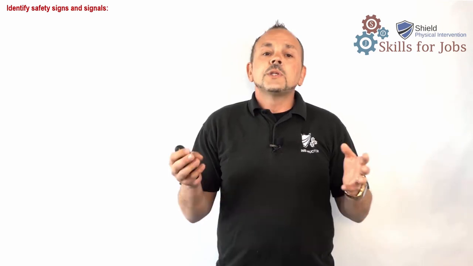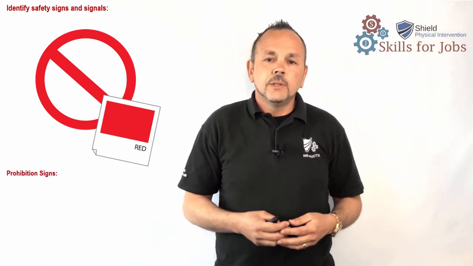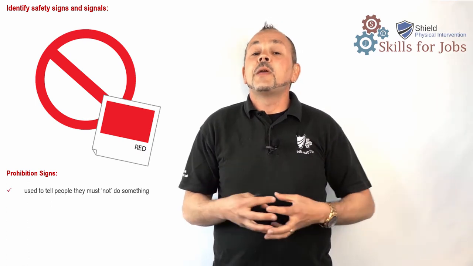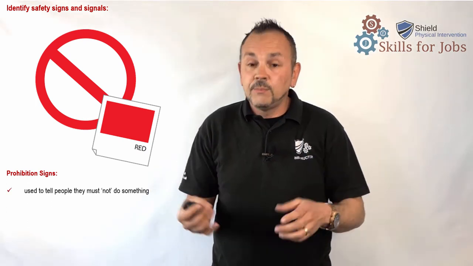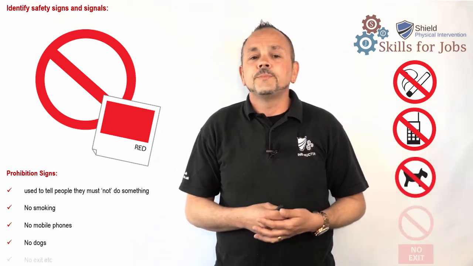And there's no doubt that you will be asked questions in the exam in relation to this. So the first one we're going to look at is a red circle with a bar through it. What is it? Well, it's a prohibition. Stop, do not enter. These signs are used to tell people they must not do something. For example, no smoking, no mobile phones, no dogs, no exit, etc.